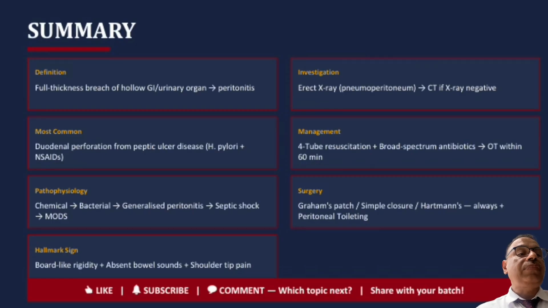Management is resuscitation plus broad-spectrum antibiotics. The patient should reach OT within 60 minutes. Surgery is Graham's patch for duodenal ulcers, and simple two-layer closure in typhoid. Hartmann's in colonic perforation, always combined with peritoneal toileting.